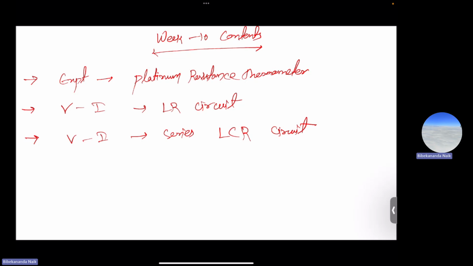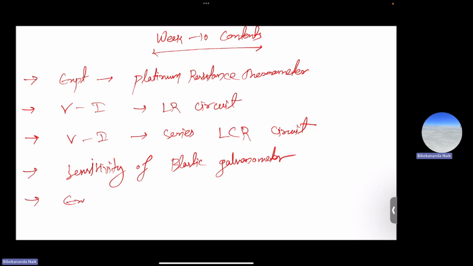And then theory regarding sensitivity of plastic galvanometer was discussed. Then the experiment related to the plastic galvanometer was performed. So let's first discuss briefly series LR circuit and LCR circuit. Then we will start solving problems.